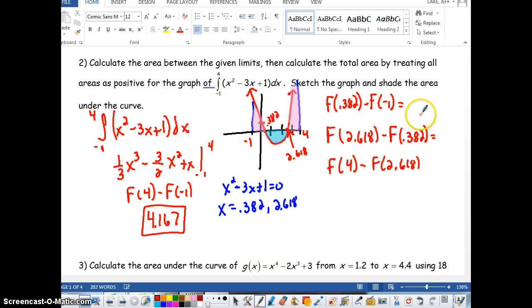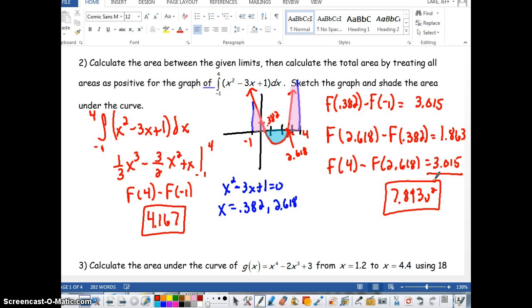So when you find out what those are, you're going to add up all those numbers. This first section here from -1 to 0.382 is 3.015. The middle section is going to come out as a negative 1.683, but we're going to take it as a positive 1.683, because remember, we're taking all areas as positive. And the final section is again 3.015. Add those 3 numbers up, and we end up here with 7.893 units squared for the total area. So again, you have to find the zeros, and pick the zeros that are between your bounds. In this case, -1 to 4. There were 2, so that broke it up into 3 separate areas.